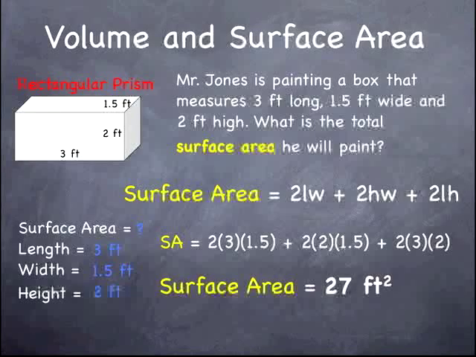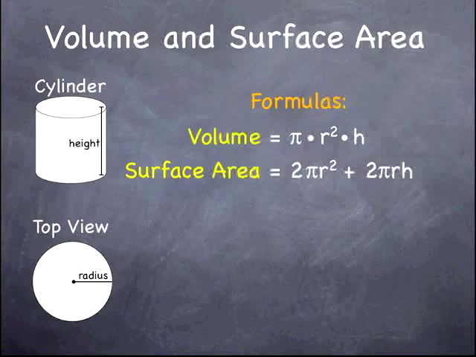So our surface area equals 27, and in this case, since our units are feet, it will be feet to the second power, or feet squared. Now let's take a look at our formulas for volume and surface area of a cylinder.